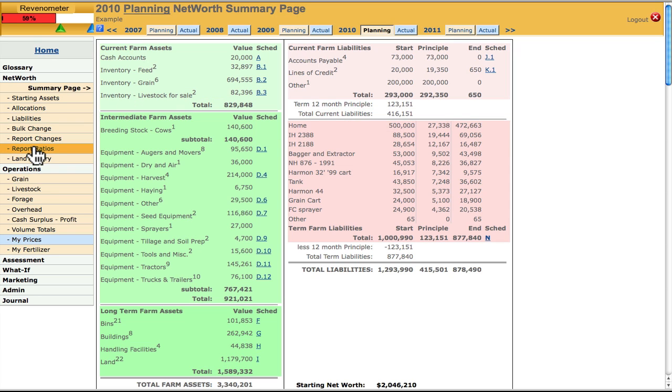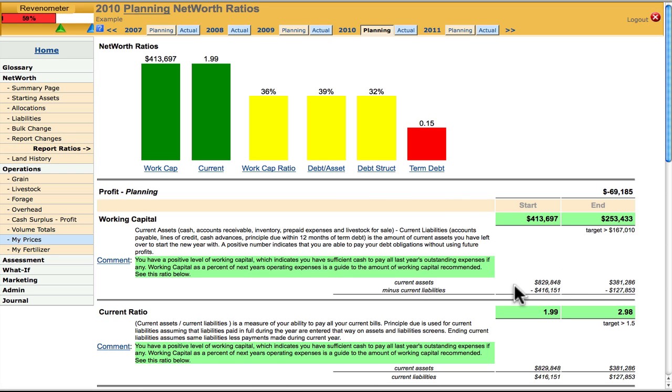So when we go back to Report Ratios, we had the current assets of $829. See how it shows where the numbers come from. We looked at it back at that summary financial statement. Minus current liabilities of $416. So you have a working capital dollar amount of $413,000. You have a very strong working capital. So that's why you have a large green bar here saying that it's very good.